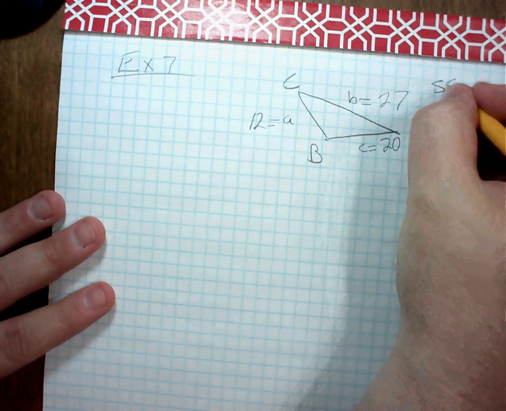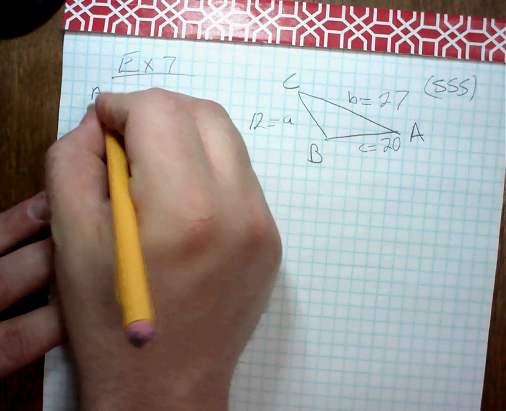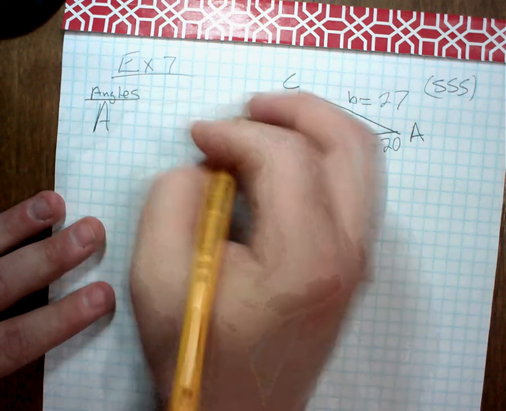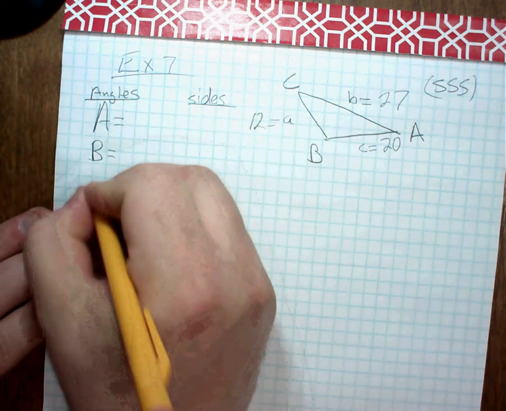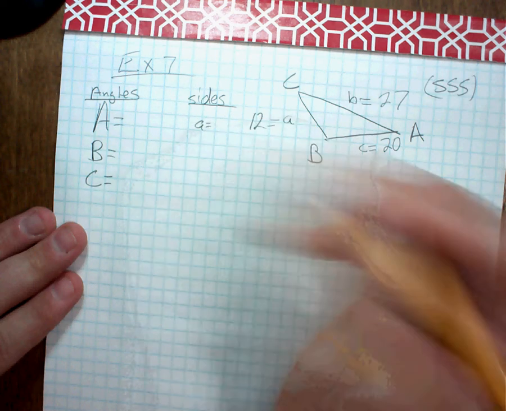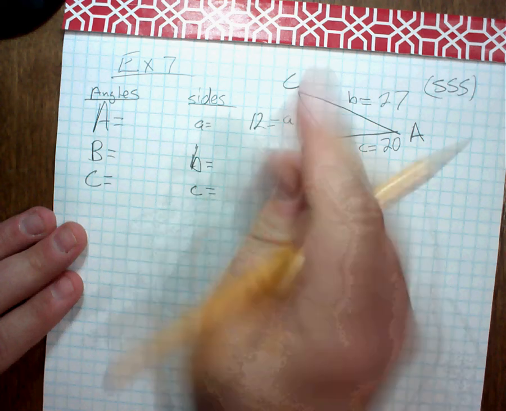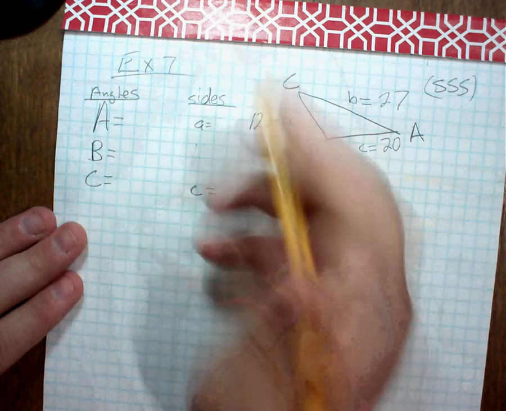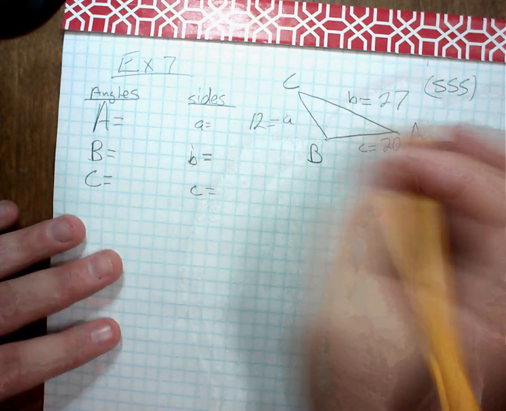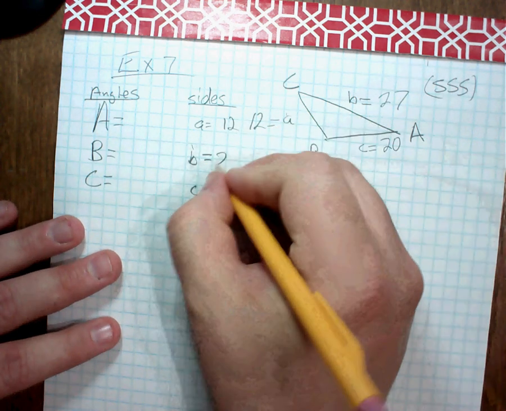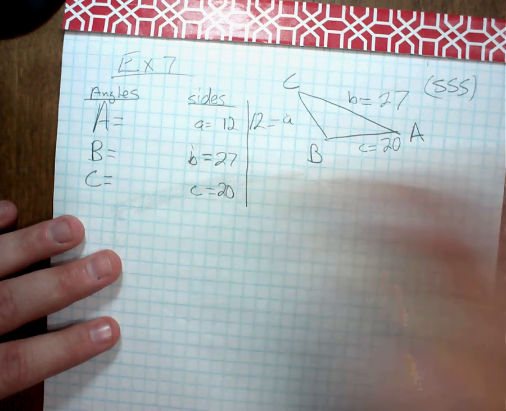Now this is kind of a side application, and so again, if we write this out for our angles to solve this triangle, and then our sides, we get capital A, capital B, capital C, and then lowercase a, lowercase b, and then lowercase c. Alright? And they gave us a, which is 12, b, which is 27, and then c, which is 20.